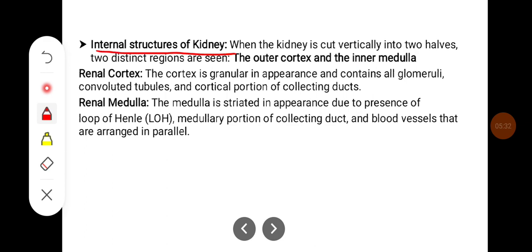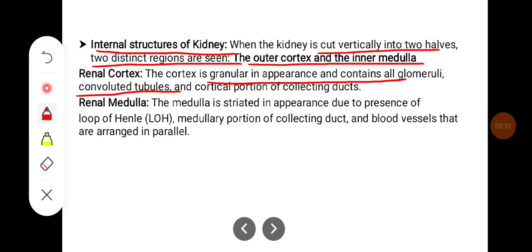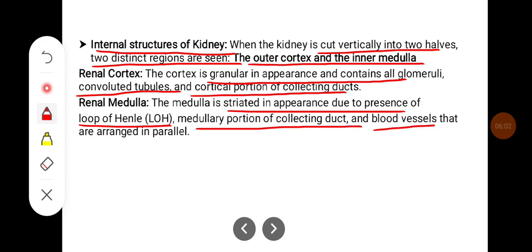If you see the internal structure of the kidney, when the kidney is cut vertically into two halves, two distinct regions are seen, outer cortex and inner medulla. The renal cortex has a granular appearance and contains all glomeruli, convoluted tubules, and cortical portion of the collecting ducts. The renal medulla is striated in appearance due to the presence of loop of Henle, medullary portion of the collecting duct, and blood vessels that are arranged in parallel.